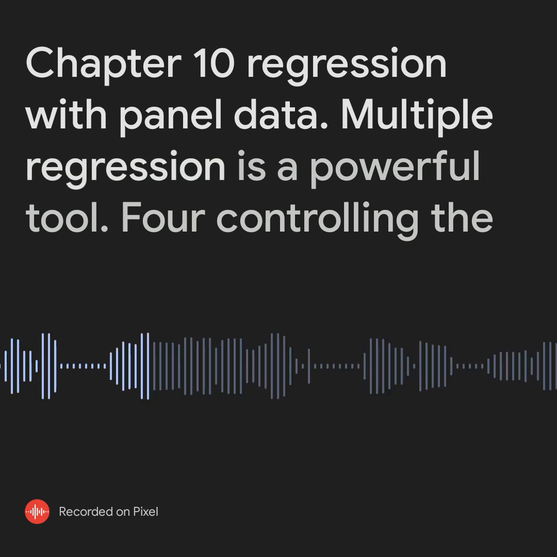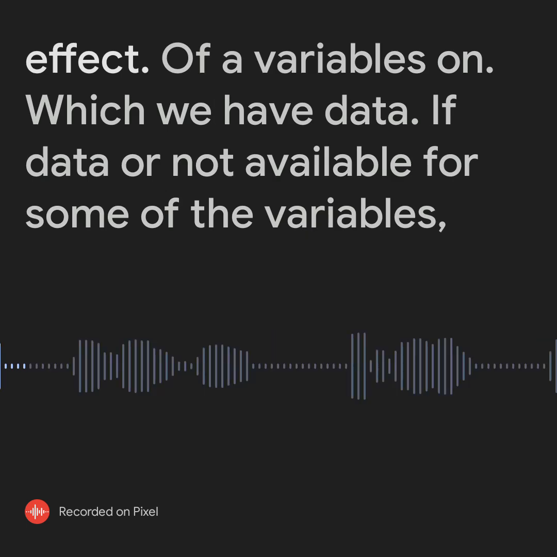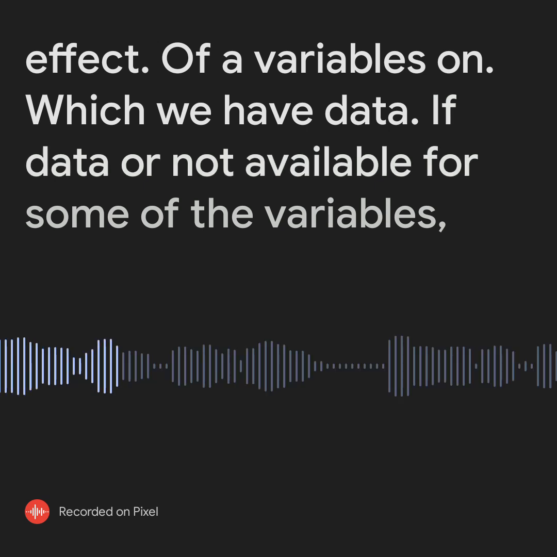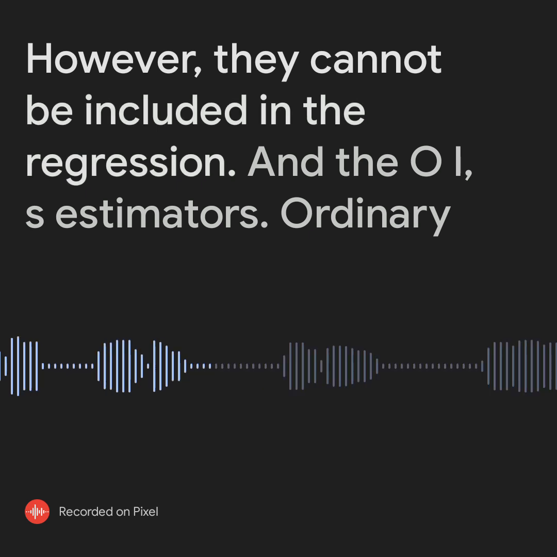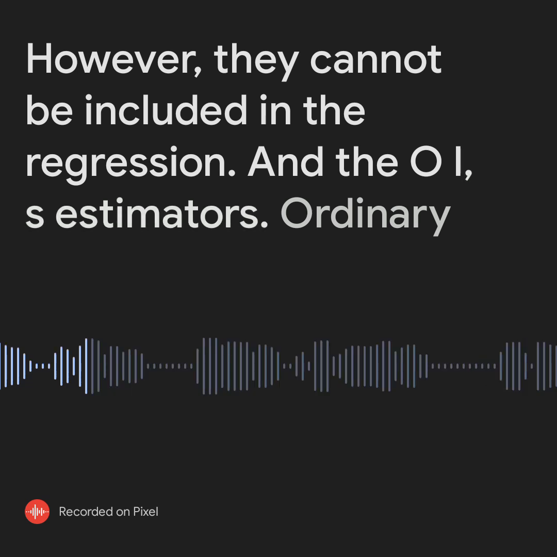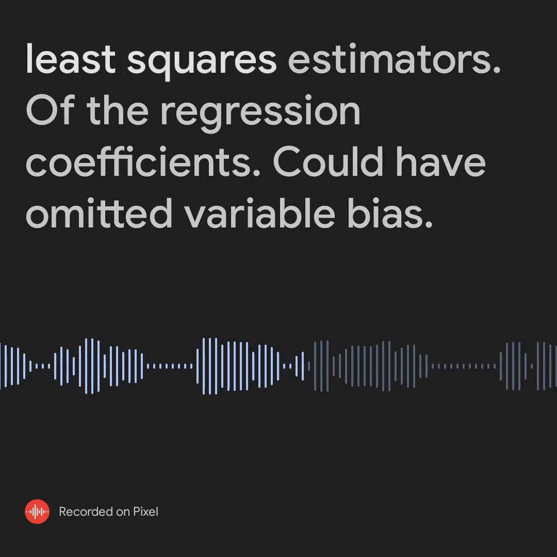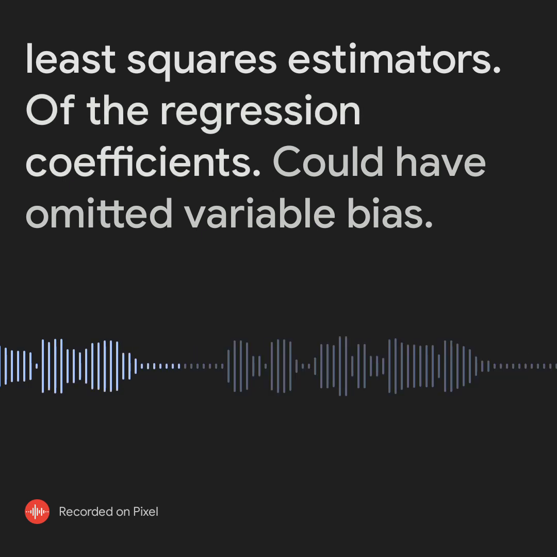Multiple regression is a powerful tool for controlling the effect of variables on which we have data. If data are not available for some of the variables, however, they cannot be included in the regression, and the OLS estimators, ordinary least squares estimators of the regression coefficients, could have omitted variable bias.